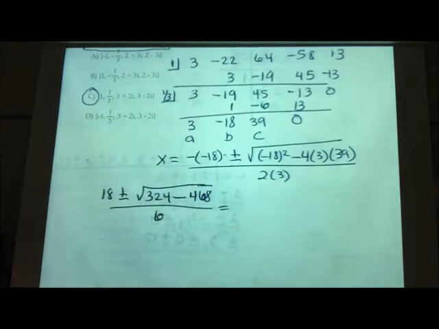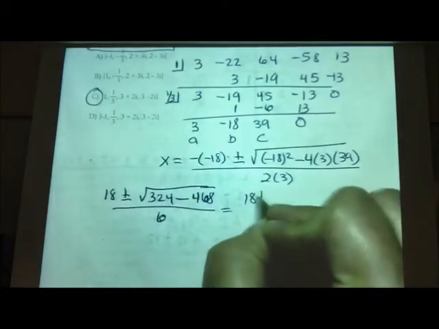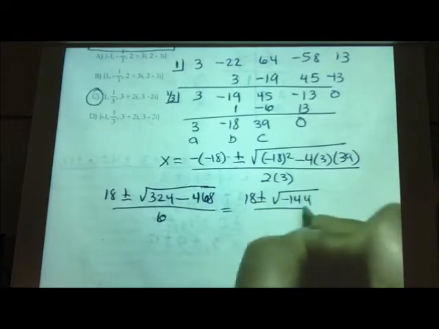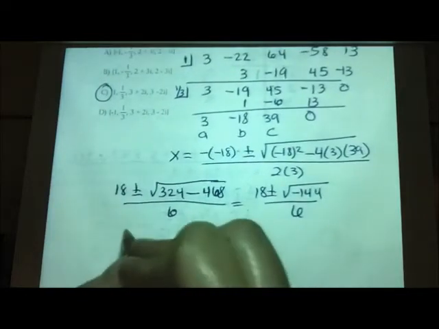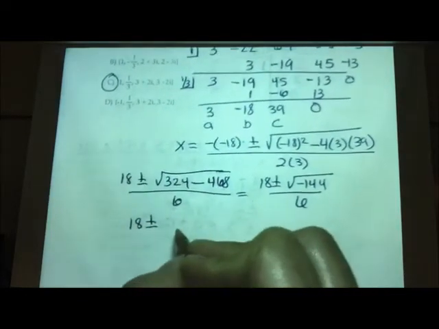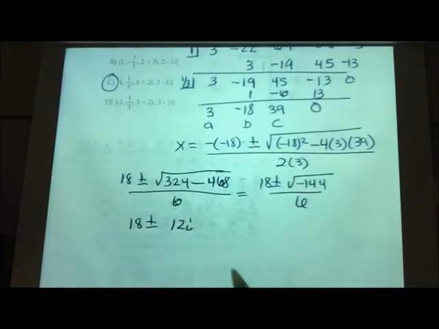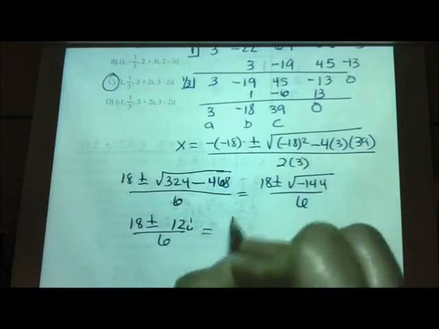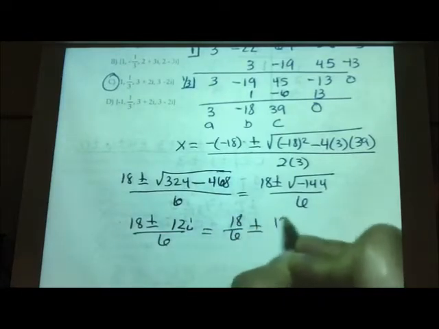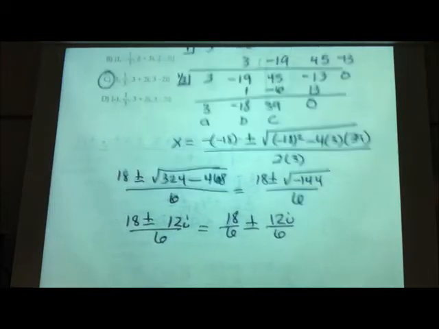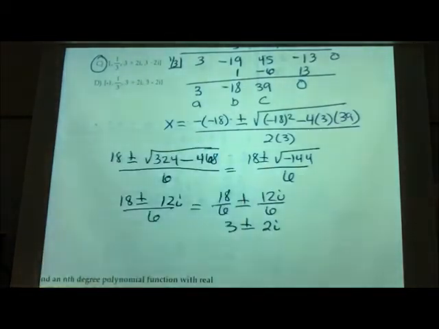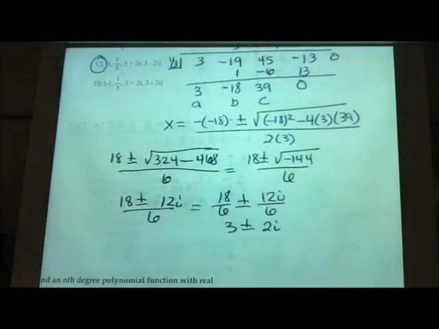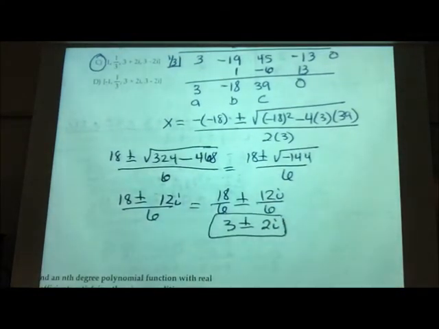324 minus 468 gives 18 plus or minus the square root of a negative 144, over 6. The square root of 144 is 12, and because it has a negative, it's an i. So 18 divided by 6 plus or minus 12i divided by 6. 18 divided by 6 is 3. 12 divided by 6 is 2i. So do we have 3 plus 2i, 3 minus 2i? Yes. There we go. Crazy, but it's there.